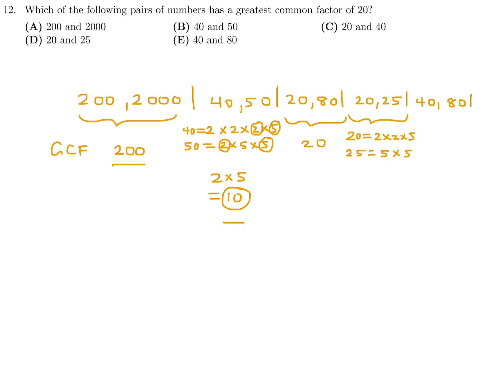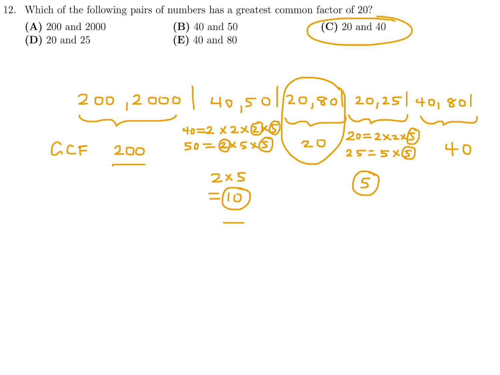So again, what's common? The 5 is common, and that's it. So the only thing that I can find that's common between those two is 5, and therefore that's the GCF there. And then finally, for the last one, the GCF is 40. So they're saying which one of those has a GCF of 20, and that would be these guys. So the answer for number 12 is C.